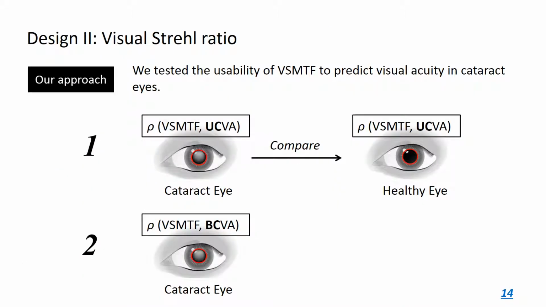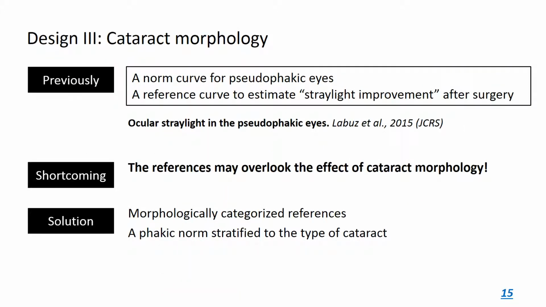So we aim to test the usability of one of the visual Strehl ratio metrics in quantifying the impact of cataract on visual acuity. Accordingly, we studied the correlation between this metric and visual acuity in cataract eyes with uncorrected vision and compared the results with that of normal eyes. We then went further with estimating the correlation between this metric and visual acuity in cataract eyes after correcting their lower order aberrations. As mentioned earlier, visual acuity is an important criterion in the cataract surgical decision-making process.